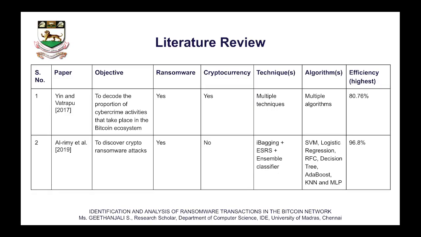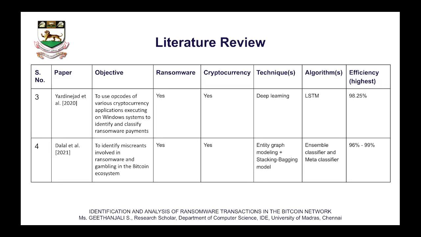In the next paper, the authors tried to discover crypto ransomware attacks based on given data. They came up with their own technique of incremental bagging, which is used to select subsets of the data sets, and on these subsets they applied ESRS, or enhanced semi-random subspace selection, which is a type of feature selection. They came up with ensemble classifiers which involved again multiple algorithms like the ones listed here, and their model was able to achieve an accuracy of 96.8%.